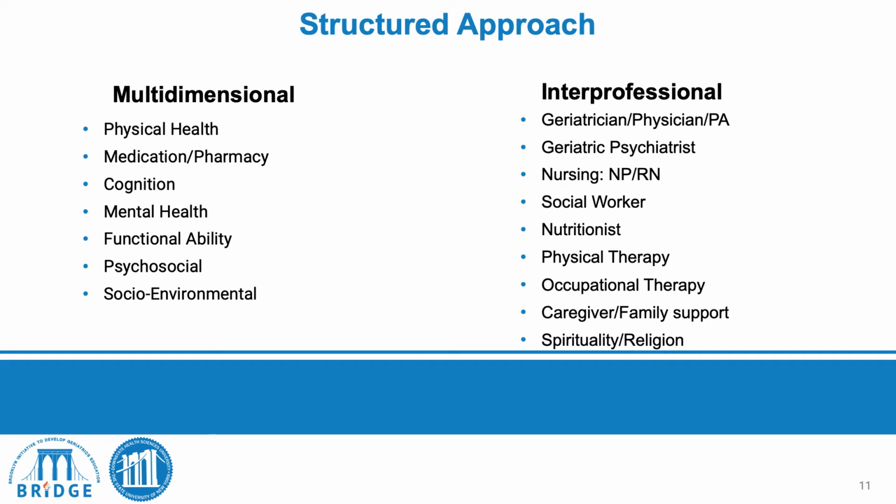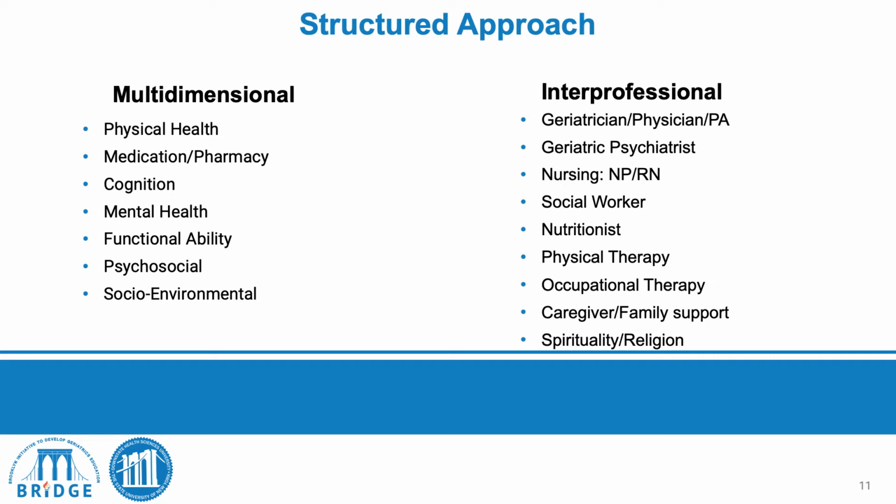A comprehensive geriatric assessment has 2 major structural approaches. The first is multidimensional, which is the physical health, their medication and pharmacy, one of the 4 M's, their cognition, again, one of the 4 M's, which goes with mental health, their functional ability, their psychosocial environments, their psychosocial conditions, and their socio-environmental conditions.